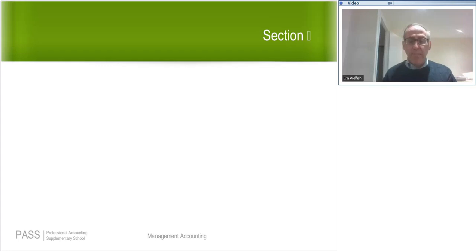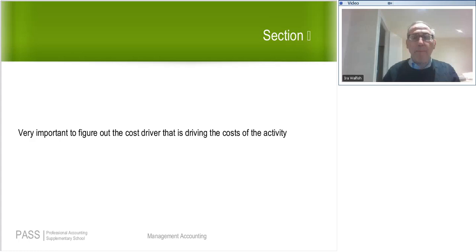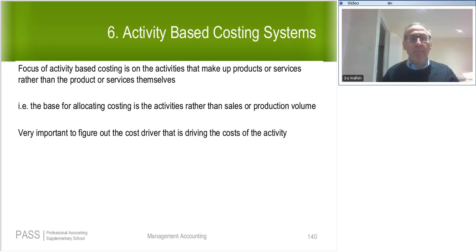We're now going to take a look at activity-based costing systems. This is a very, very important topic to understand. It has come up already on the CFE, lends itself very well to cases. So again, decent probability it could be tested.